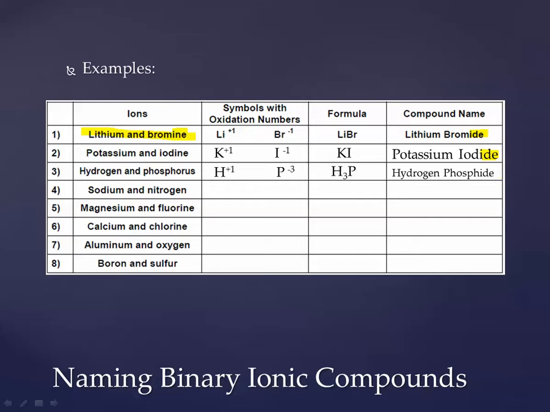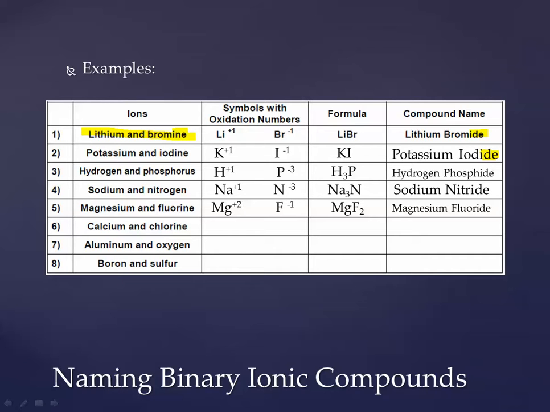Sodium and nitrogen, when they bond together, we've got sodium is a +1, nitrogen's a -3. So Na3N. So then we have sodium nitride. Magnesium has a +2 charge. Fluorine has a -1 charge. So I'm going to crisscross and get MgF2. And so we're going to end up with magnesium fluoride.